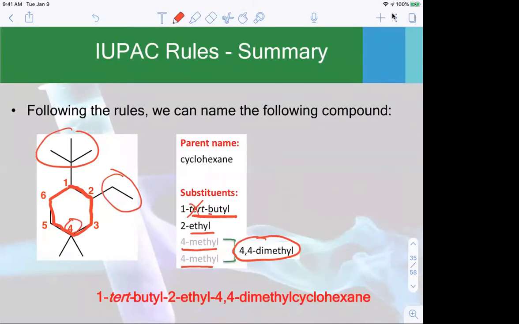Tert isn't in the alphabetical, so I have B, I have E, and I have M. Di is not in the alphabetical either. So I have 1-tert-butyl-2-ethyl-4,4-dimethylcyclohexane. So this is how I name the entire compound.